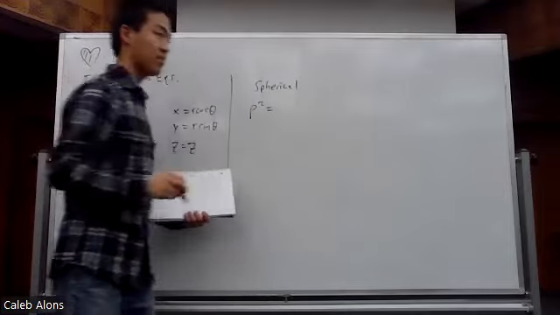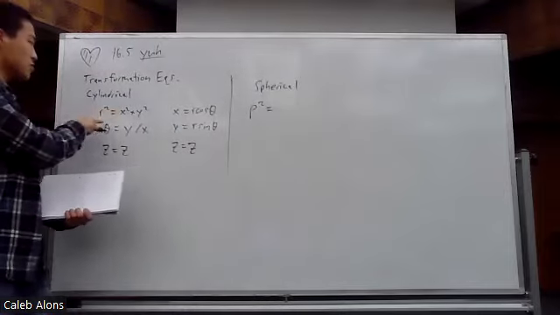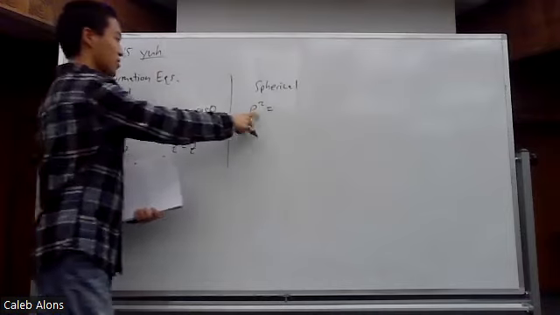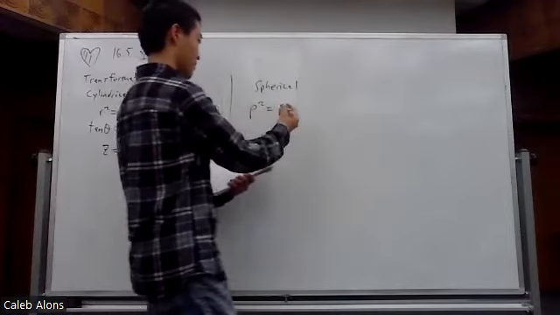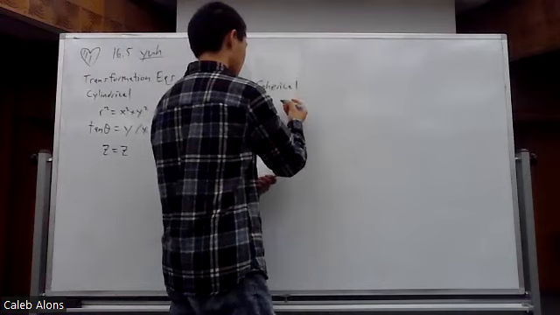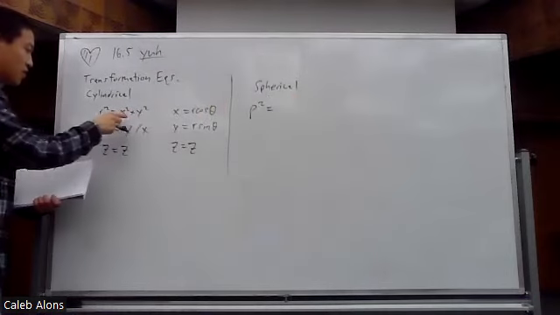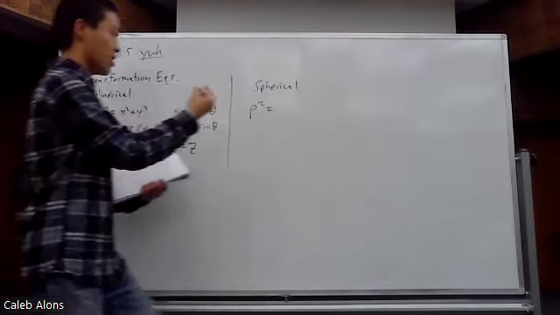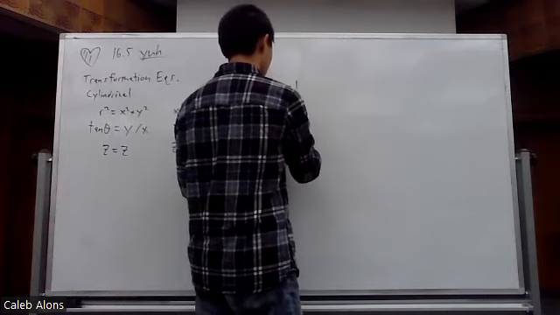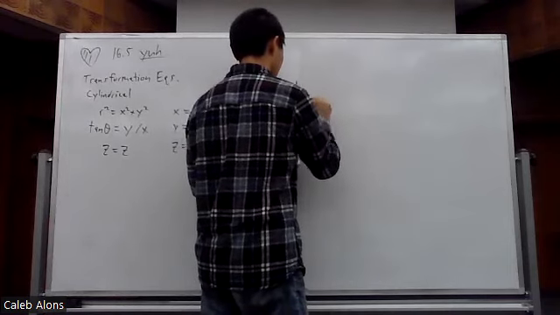What's rho squared going to be? If we know that the cylindrical r squared is x squared plus y squared, what is rho squared going to be? Cosine theta squared? Well, no. We're going to start with the x squared and the y squared. What are we missing?